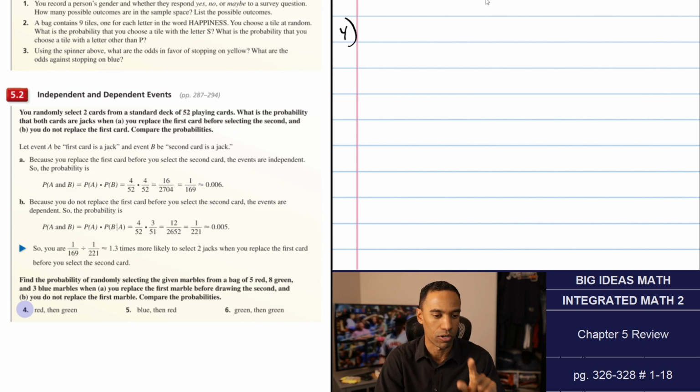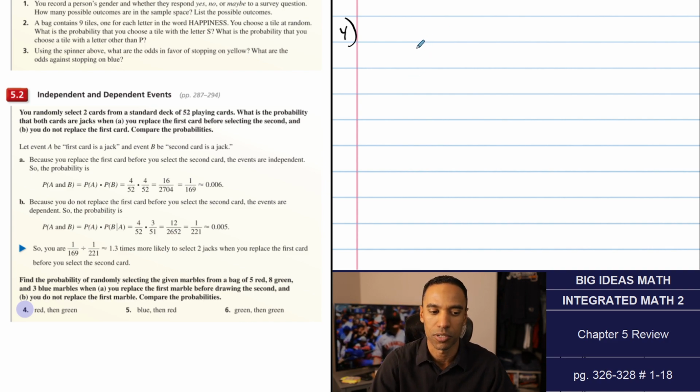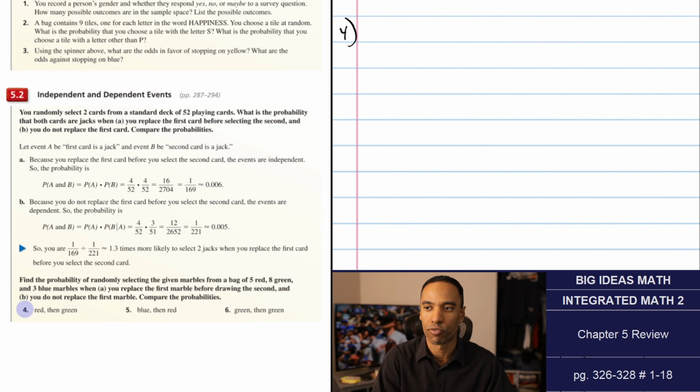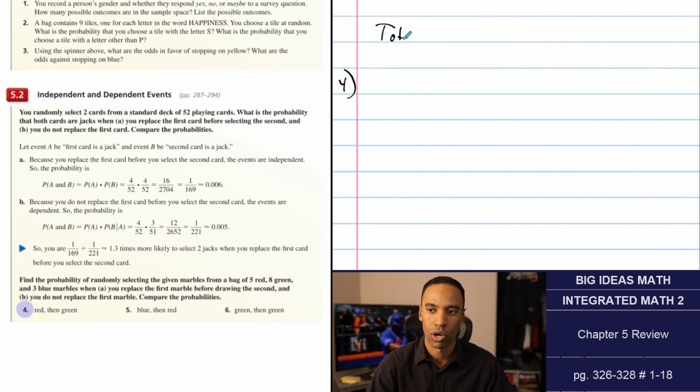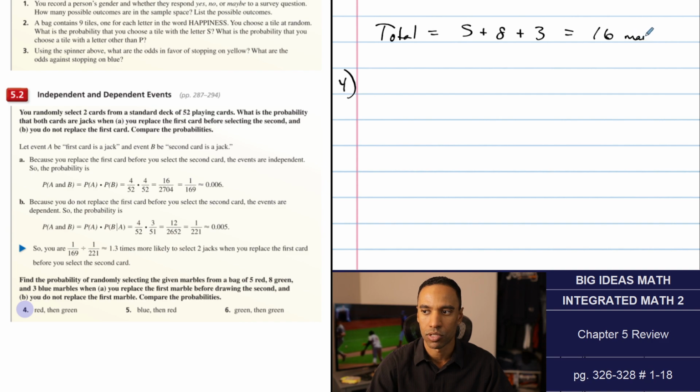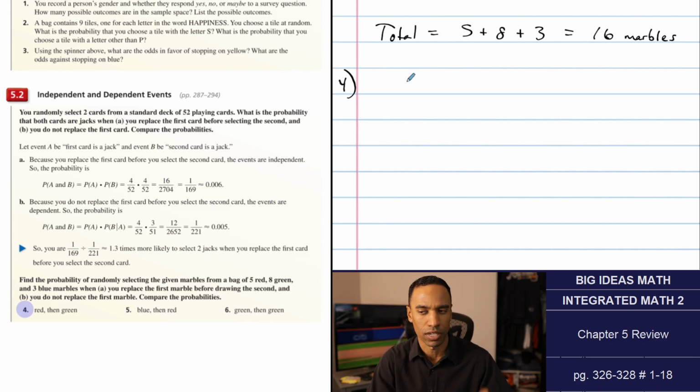So we're going to have to do the comparison as well. They do say compare the probabilities. All right, so before we start numbers 4, 5, and 6, let's first just get the total amount of marbles here. Total is going to be 5 red, 8 green, and 3 blue. That's 16 marbles. So everything we do divides out of 16, whereas the playing cards, there are 52 to begin with, something we should kind of universally know.